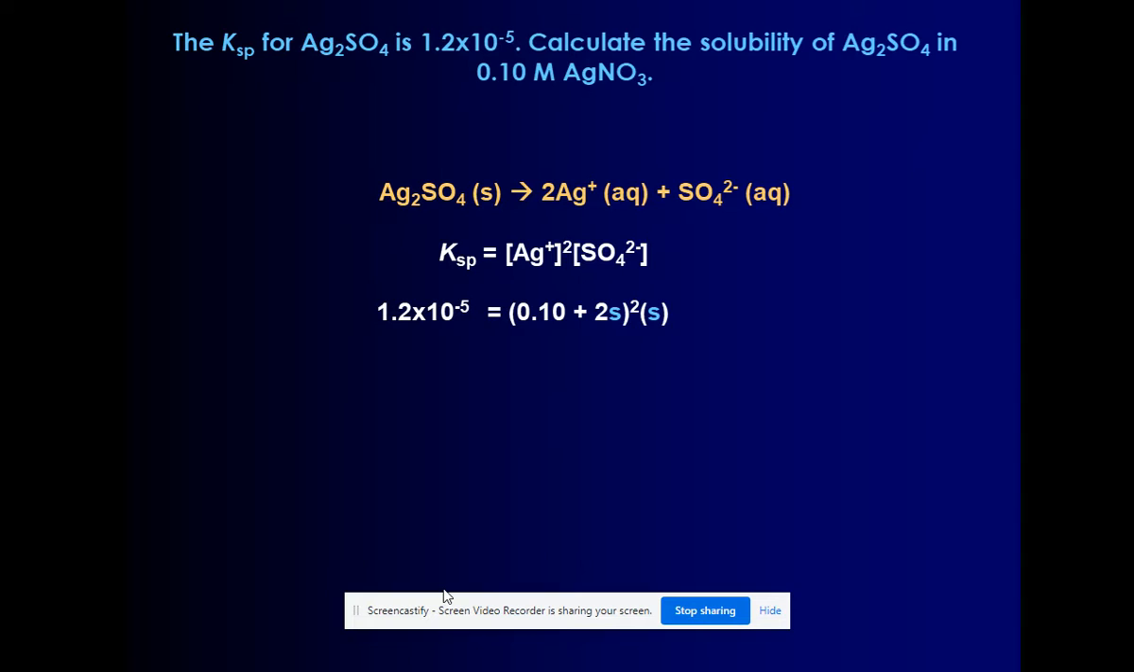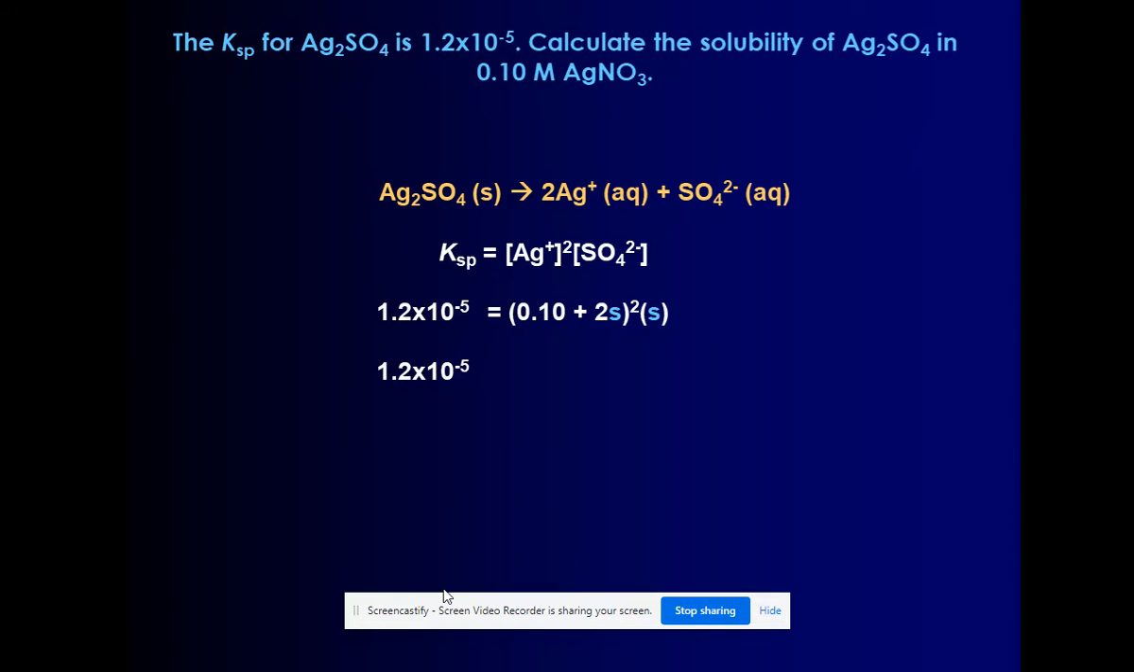And because silver is present in such a large quantity, the solubility of silver sulfate is going to be much smaller than what you would have expected without those, because you won't need as much of the sulfate to reach that K value, to have Q equal to your Ksp.